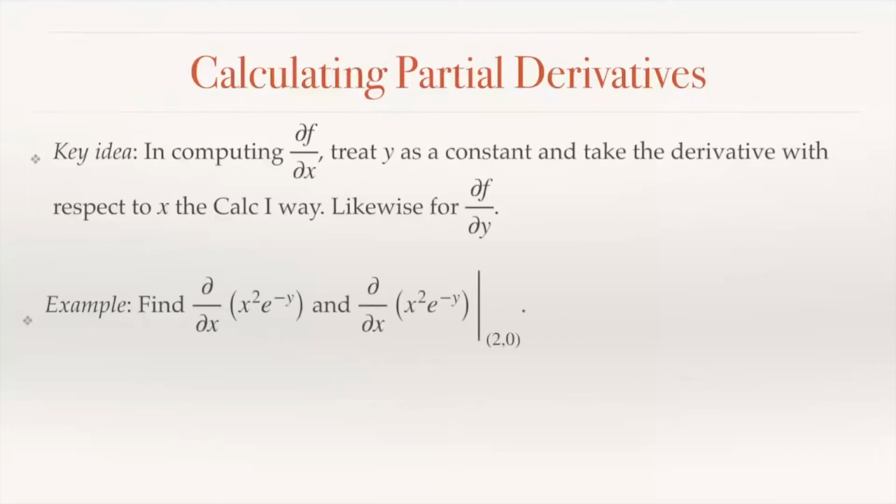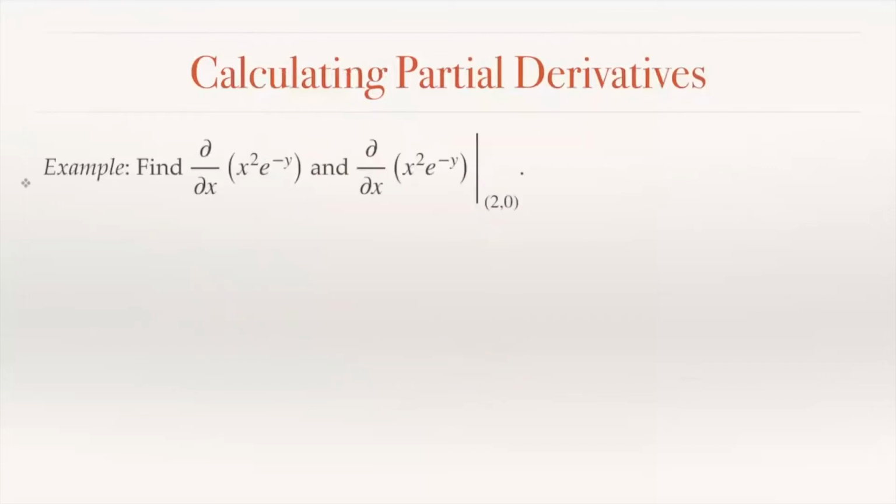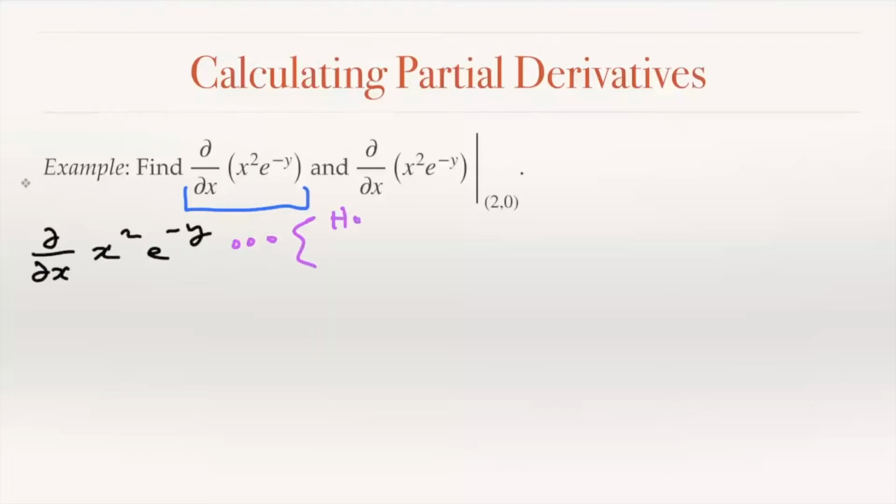So how do we actually compute these partial derivatives? Well, in computing del f del x, we treat y as a constant and take the derivative with respect to x the calculus one way, and likewise for del f del y. So for example, let's find del x of x squared e to the negative y and evaluate it at this point. Okay, so first, this guy: del x of x squared e to the minus y. So we're holding y constant.